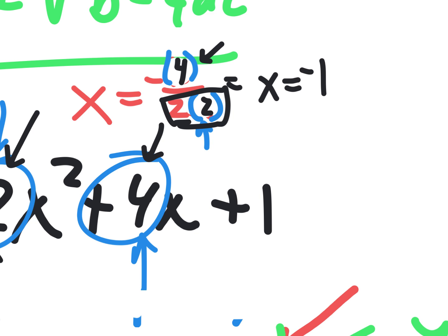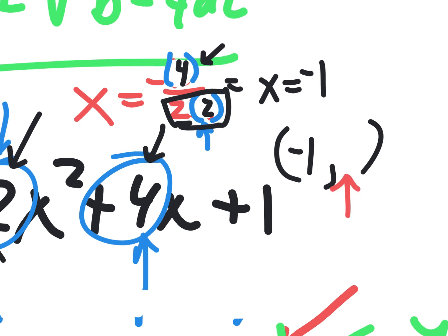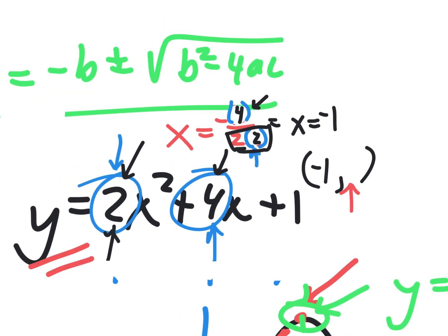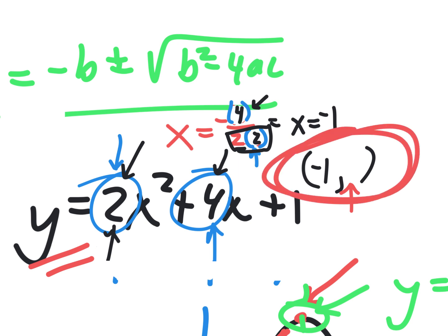Pay attention now. This is the moment where the people who want A's or B's in this class have to get one last thing. And that is, if I wanted the vertex, I already know that the x is negative 1. A lot of kids will get lost here, but see if you can do it. Can you stick that negative 1 some logical place to figure out what y equals? Hint, y equals. Because this is the vertex, negative 1 comma something.